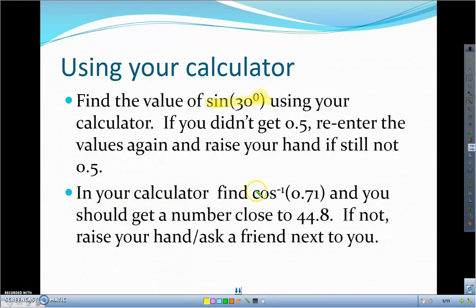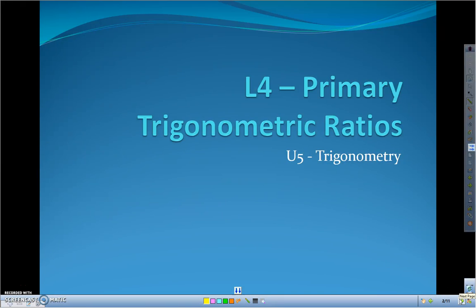The other thing, let's make sure you also know how to find angles. Try and do cosine inverse of 0.71, and you should get 44.8, which is a degree. If you're not getting that, again, come find me in class and I will go through this with you. Alright, let's move on to the next slide, which is looking at primary trig ratios.